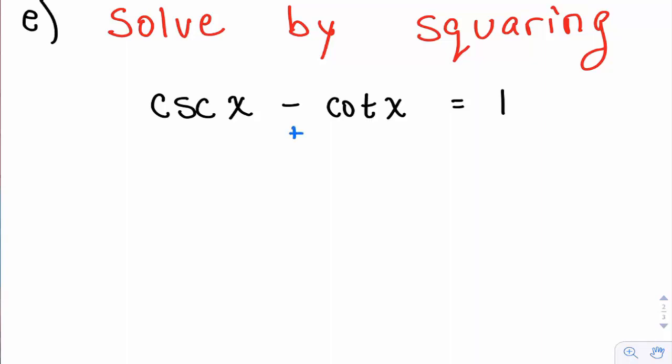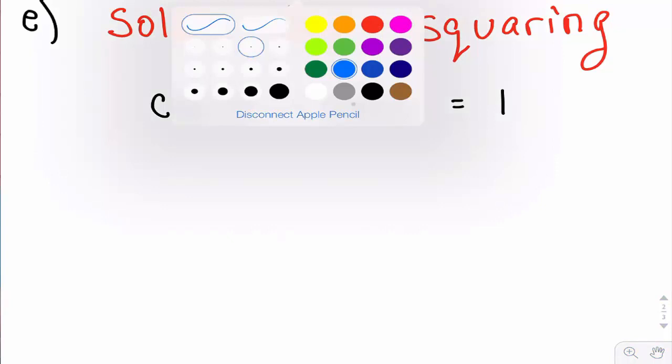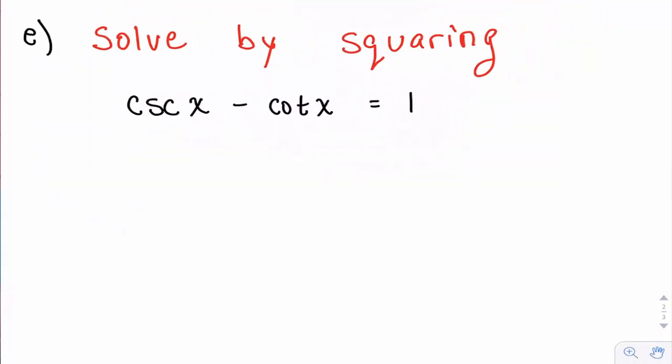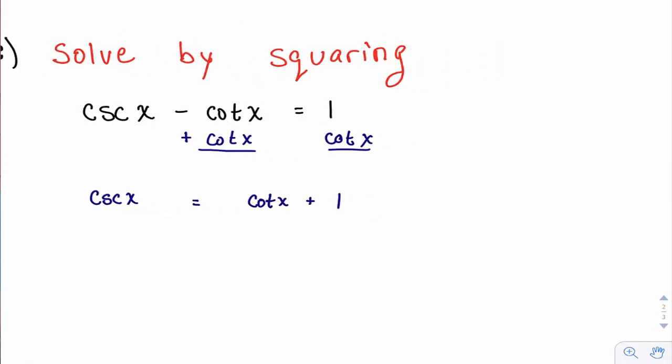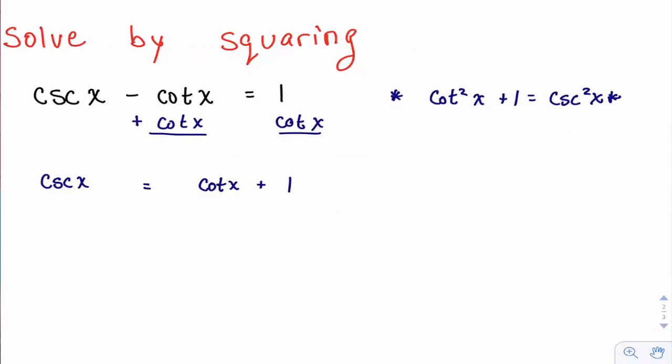So I'm going to add, actually I'll use a different color here. To set up my trig identity, I'm going to add cotangent to both sides. And I'll explain why in just a second. If you don't remember your identities enough, hopefully you do. But this is going to be cotangent x plus 1. Now if you remember your identities, here's what I'm thinking right now. I know cotangent squared x plus 1 is equal to cosecant squared x. So I kind of set it up. And it's the same thing, but it's just not, as you can see, squared.